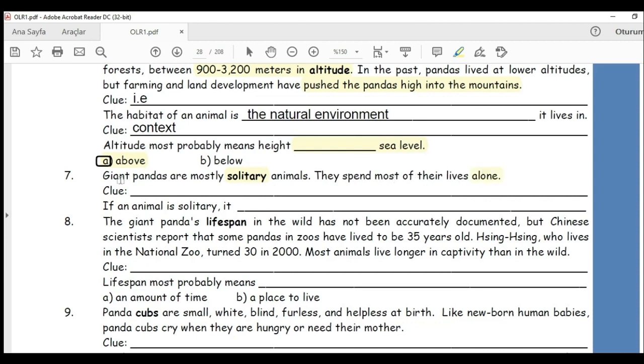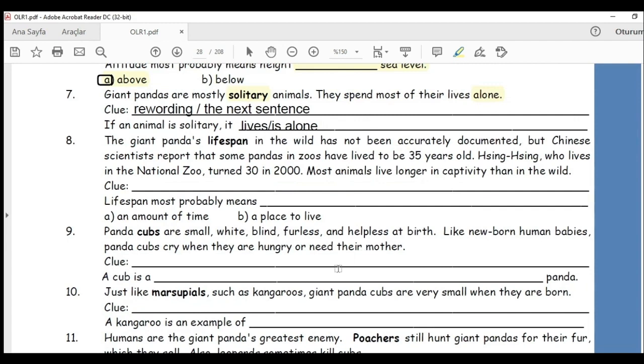Can we say giant pandas are mostly alone animals? We don't say it that way. We say lonely animals, but that is what it means in general. So how can I put it here? The clue is actually how the sentence goes. It's the context. If an animal is solitary, it lives alone. It is alone, right? Let's take a look at the next question.